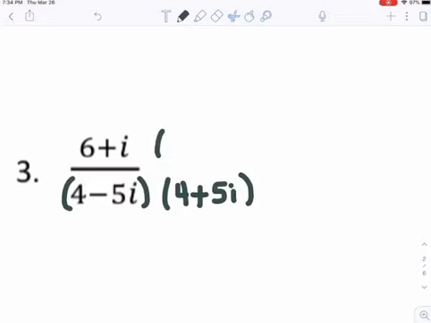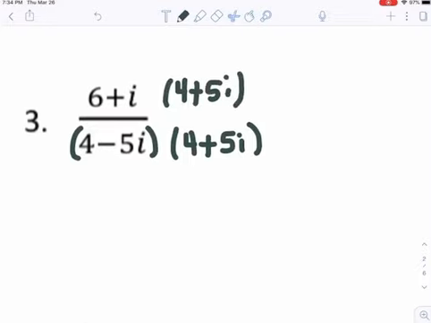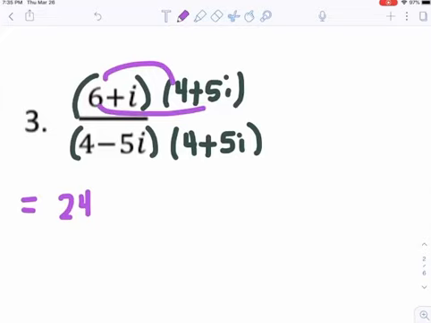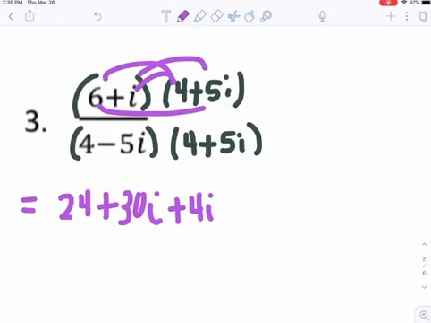So remember, what you multiply to the top, you also have to multiply to the bottom. So guess what I have to do in my numerator? I'm going to have to distribute. Let me do that in a different color. So I have 6 times 4, that's 24. I have 6 times 5i, that's 30i. i times 4, that's 4i. i times 5i, that's positive 5i squared.